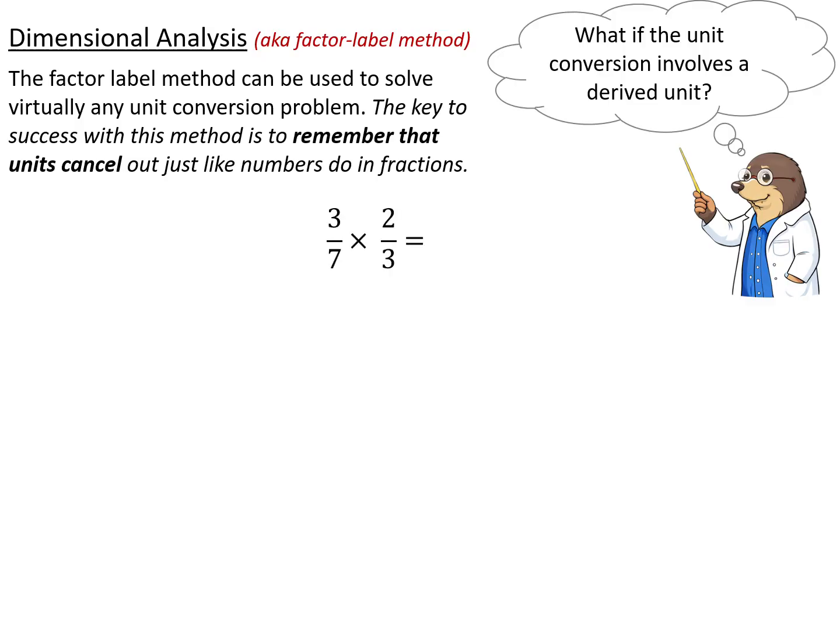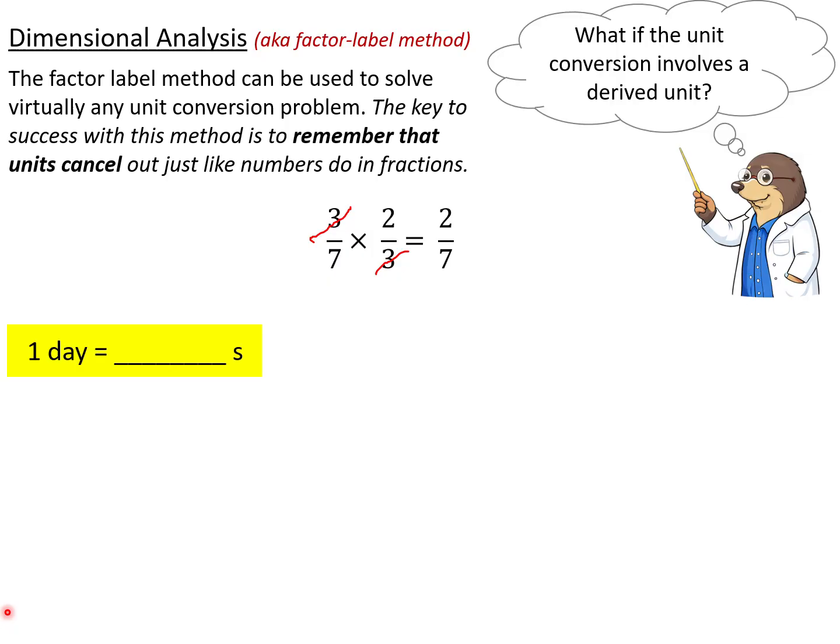So you've already seen this. For example, if we wanted to multiply 3/7 by 2/3, we say, well, I've got the same number in the numerator and the denominator, so I can cancel them out, and the answer is 2/7. Now, these numbers are just symbols. They represent quantities of things. So if you see the 2, you know what quantity it's talking about there. 3 would be a different quantity. Units are the same way. They represent specific quantities of things, so therefore they can cancel.